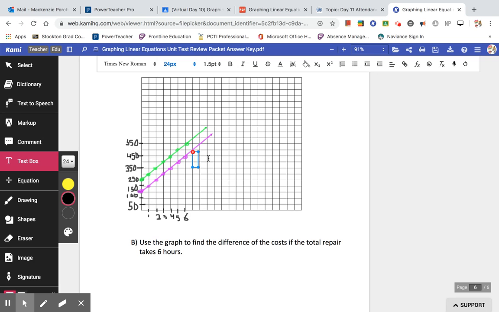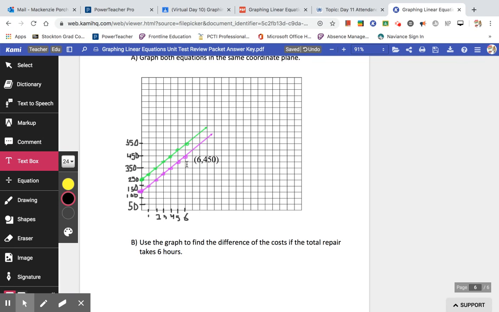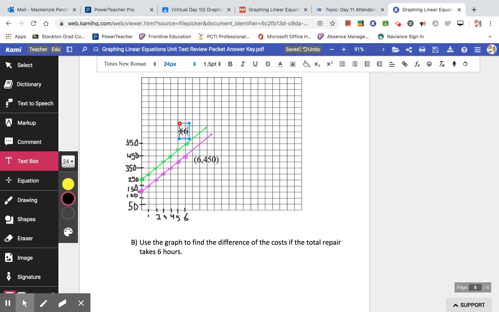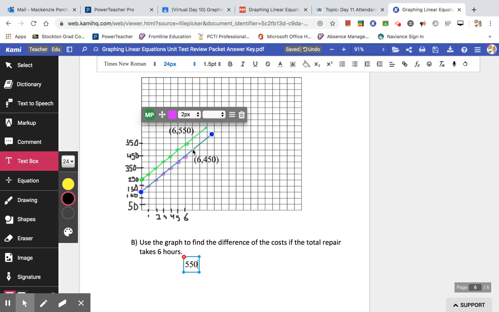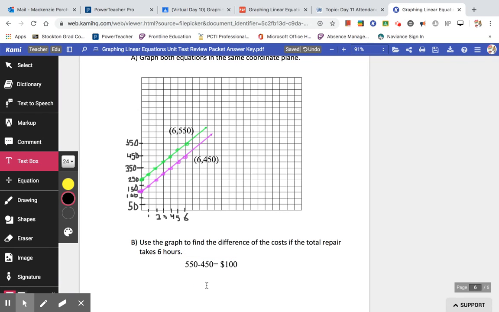So this will be the point 6 comma 450. And the 6 is just there, so you see that that's at 6 hours. And it hits this line at 6 comma 550. So that will be our point for the second line. So all I'm doing is taking these y values and subtracting them. So if I take 550 minus 450, the difference at 6 hours is going to be $100, and that will be your answer for part B. So whatever these two values are, just subtract their y values, and that will get you the difference.